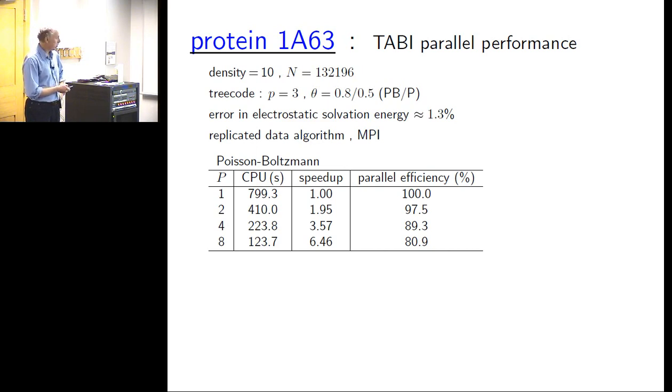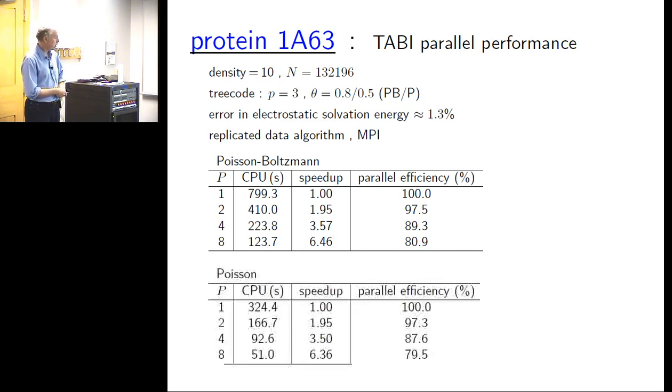Remember, the Poisson equation is solved more efficiently. We get it solved using 8 processes in 50 seconds, still 80% parallel efficiency. Now that's not fast enough yet to do good dynamics, but with a system of this relatively small size, one is eventually, well, actually pretty quickly, going to run into saturation.